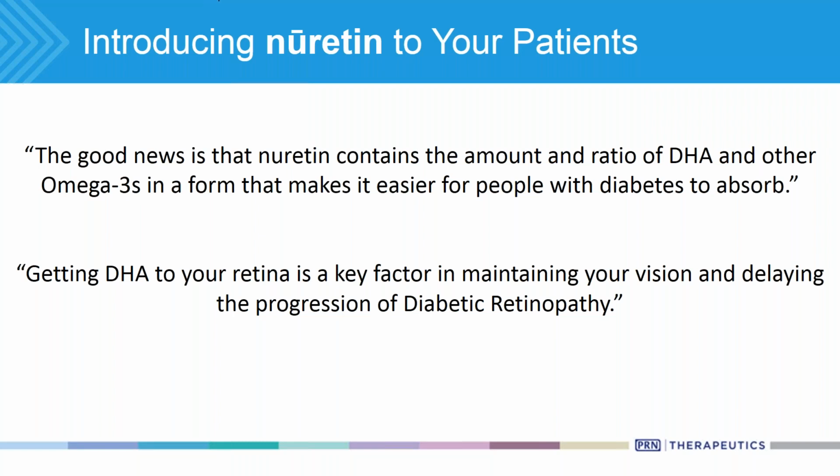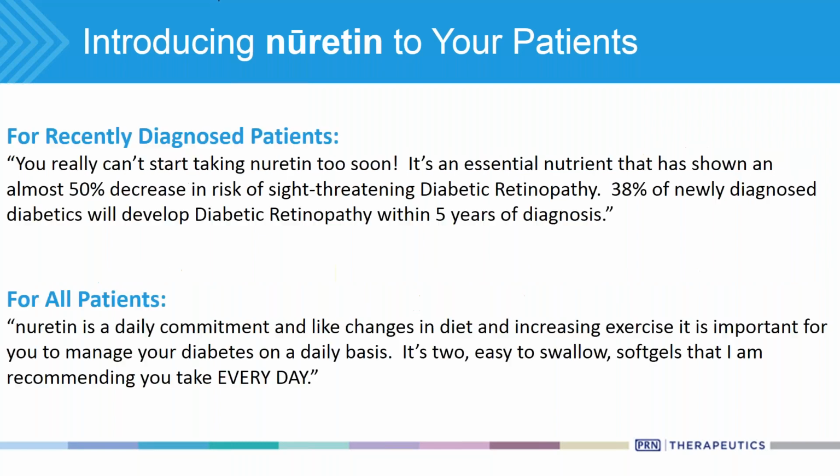And as you have just heard now a number of times, it will slow the onset and progression of diabetic retinopathy. So for your recently diagnosed patients, this is an essential nutrient which can have as much as a 50% reduction in sight-threatening diabetic retinopathy. And as I just showed you, 38% of folks recently diagnosed will be in this category. So we need to get to them and help them as quickly as we can. And it's something that all patients should get. The capsules are smaller than some of our previous products, easy to swallow, 2 a day, and they need this in addition to whatever else they're taking.